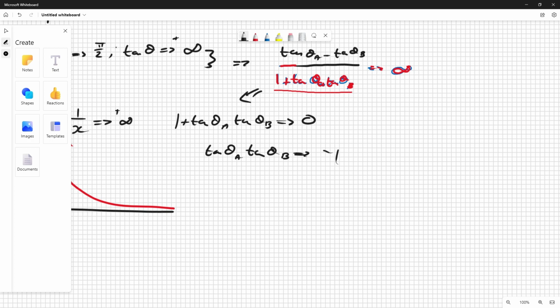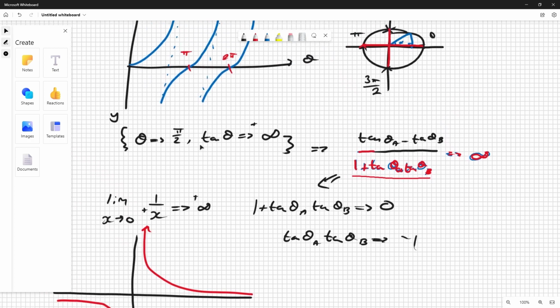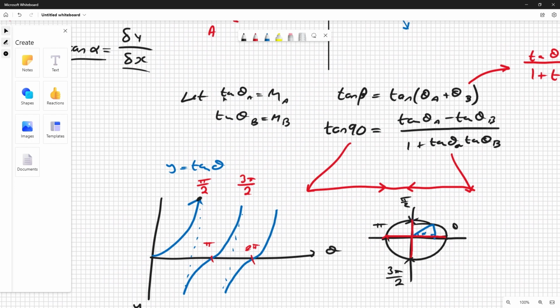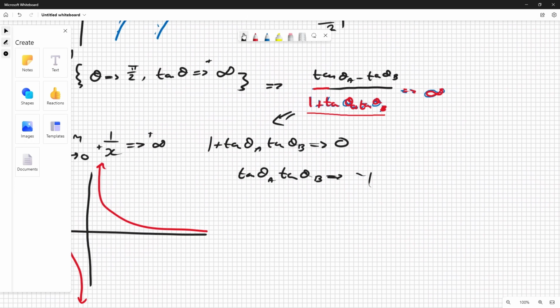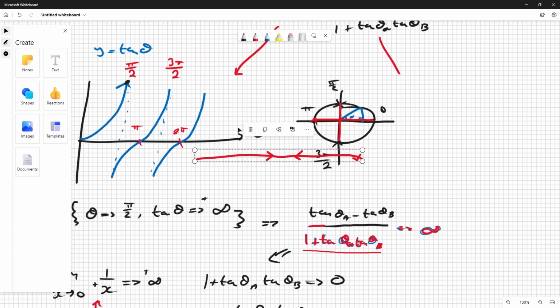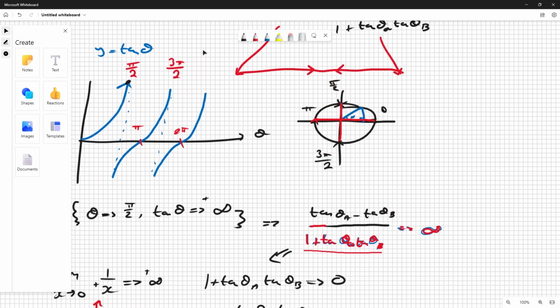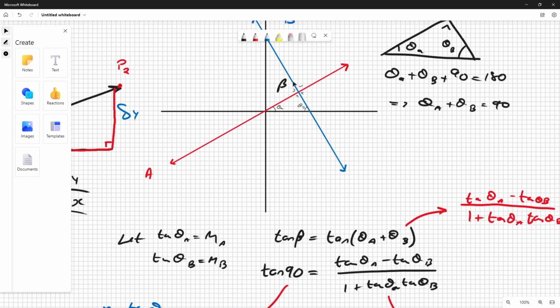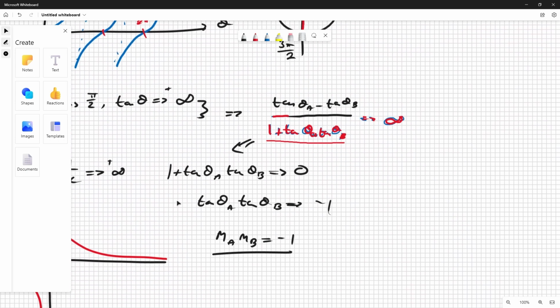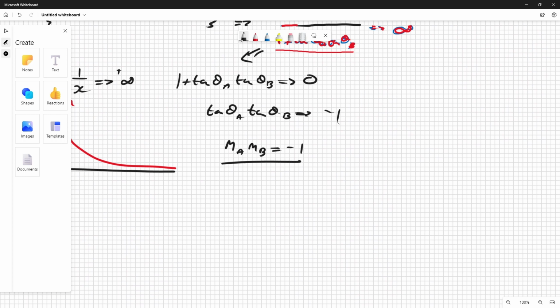Now, what have we recently learned tan theta A and tan theta B equal to? These are MA and MB. So we can say MA MB equals -1. Now, what does that entail? Well, we've already assumed that these two lines are perpendicular. And we've shown that can only be the case if the product of their slopes equals -1. So, with that, we've proven it. QED.